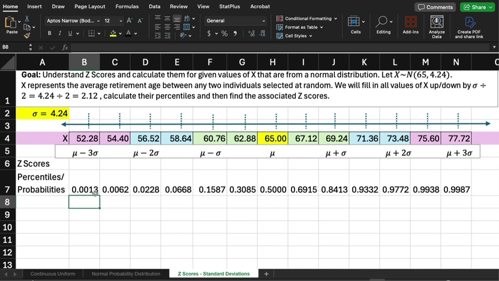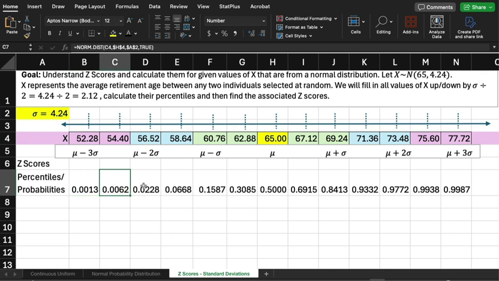0.0013. So that's telling us that anything to the left of 52.28 only has a likelihood of about 0.13% chance. So less than a percent chance of anything to the left of 52.28 happening. So that means that anything to the left is going to be really rare, really rare.